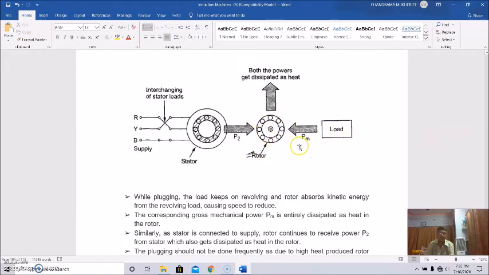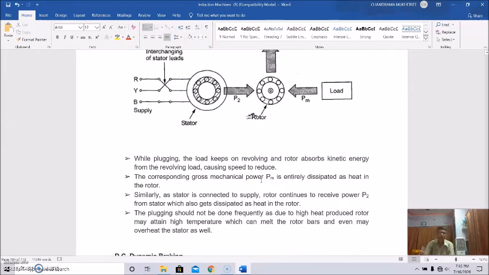So the load will supply here. And both these powers will be dissipated as heat in the rotor circuit. While plugging happens, the load keeps on revolving, and the rotor absorbs kinetic energy from the revolving load, causing speed to reduce. And the corresponding gross mechanical power (PM) is entirely dissipated as heat in the rotor. Similarly, as the stator is connected to supply, the rotor continues to receive power P2 from the stator, which will also get dissipated as heat in the rotor. So plugging should not be done frequently, because due to this high heat produced, the rotor may attain high temperatures, which can melt the rotor bars and even may overheat the stator as well.